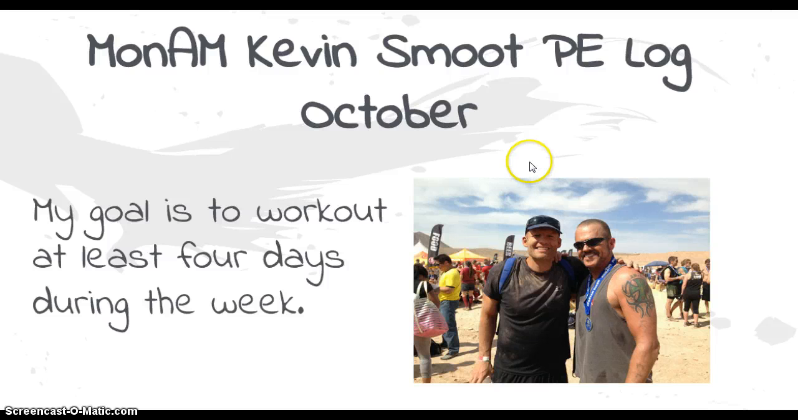a measurable goal. My goal is to work out at least 4 days during the week. You can measure that. At the end of the week, I could ask myself, did I work out 4 days? If I did, I hit that goal. If I didn't, then I didn't get that goal.